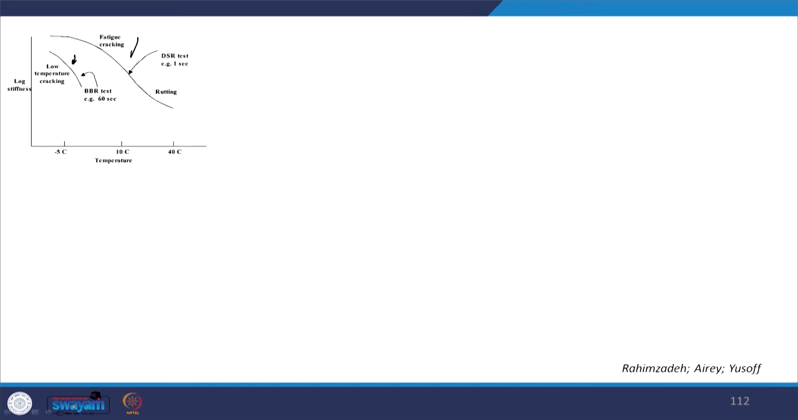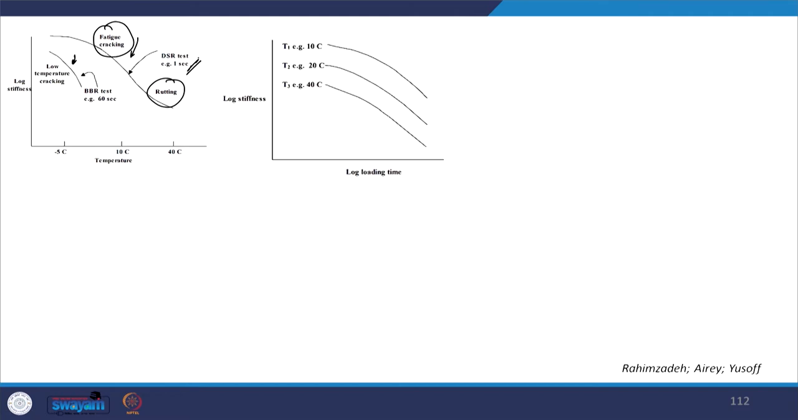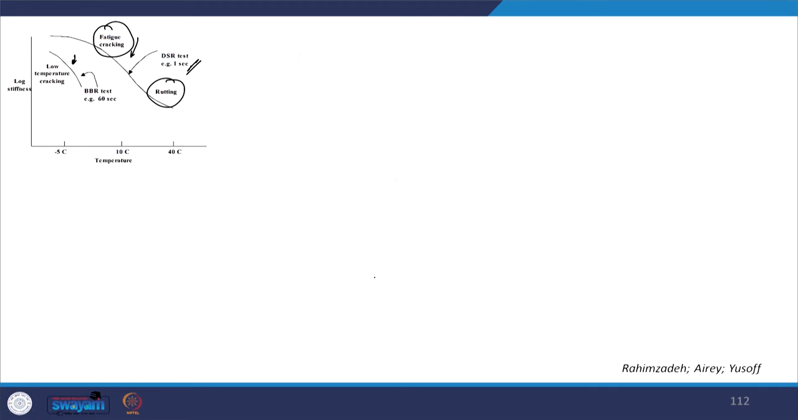We will be discussing this test when we talk about the Superpave binder grading system. You can see the top curve here, and using this curve you can locate the typical behavior. For example, they have identified fatigue cracking at the intermediate pavement temperature range and rutting at the higher temperature range. This type of curve can be plotted at a fixed frequency, or time, of 1 second. The next one is an isothermal plot, where we have some fixed temperatures and we see the variation of log stiffness versus the logarithm of time.